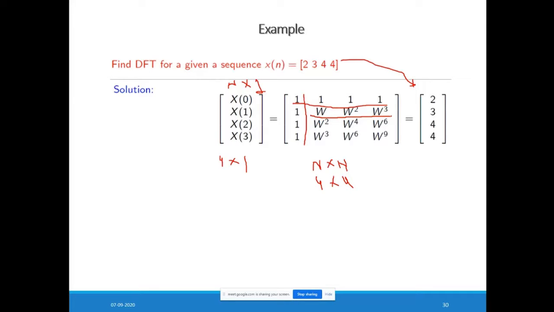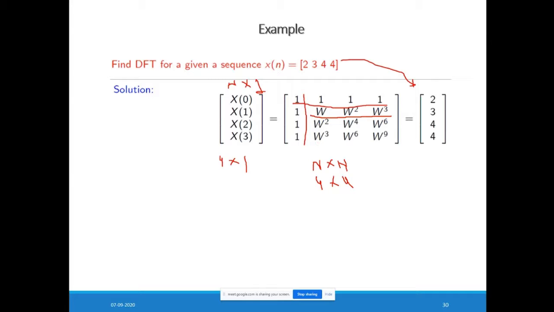In the third row, it is multiplied with k is equal to 2. So first n is equal to 1, k is equal to 2, and you get omega 2. N is equal to 2, k is equal to 2, both are multiplied, so it is omega raised to 4, then omega raised to 6. Similarly, in the fourth row omega is multiplied with 3. First is omega raised to 3, second case 2 into 3 is 6, third case 3 into 3 is 9.